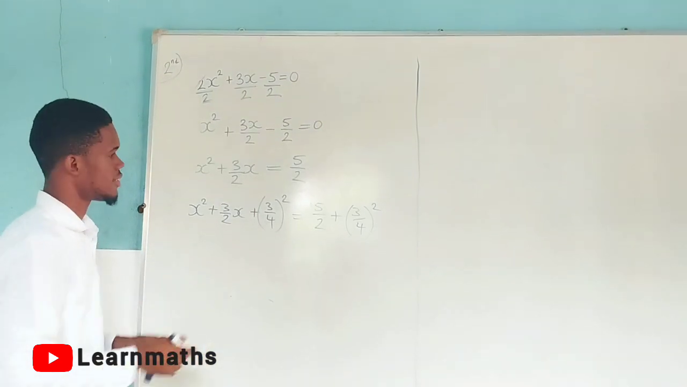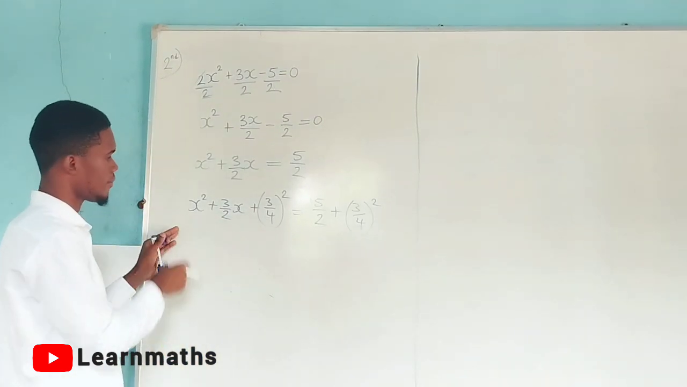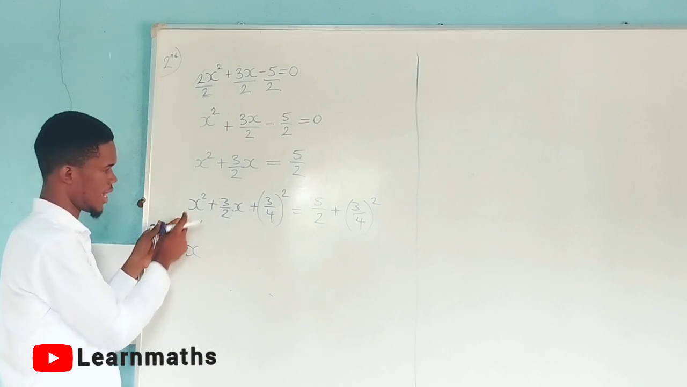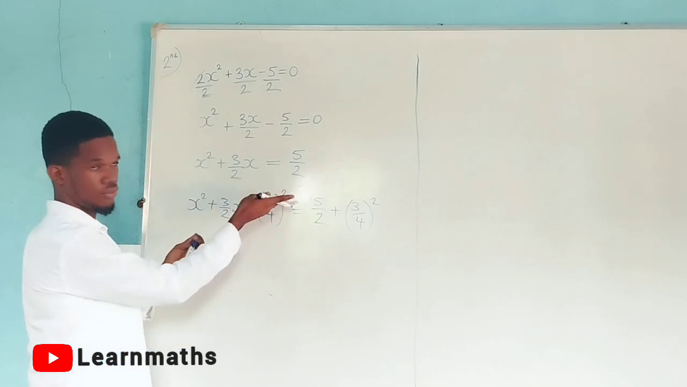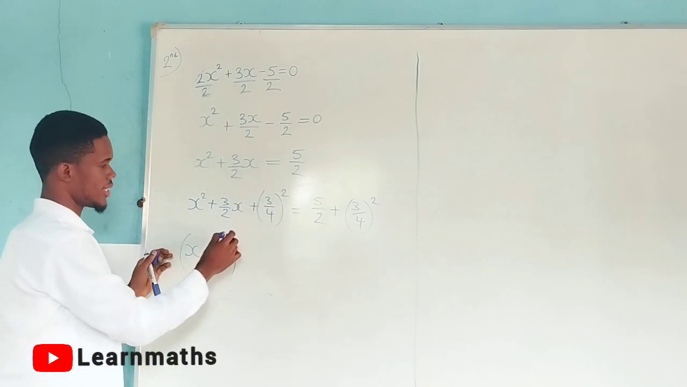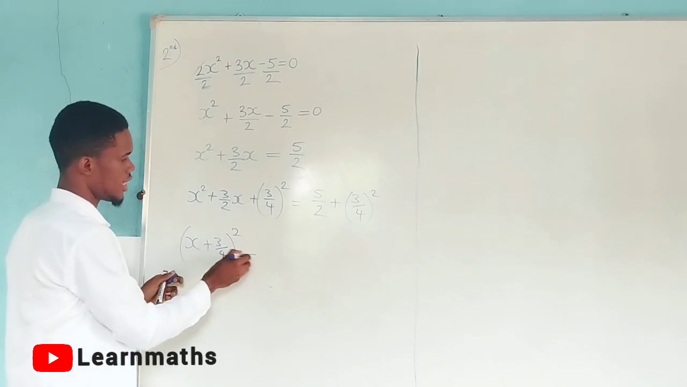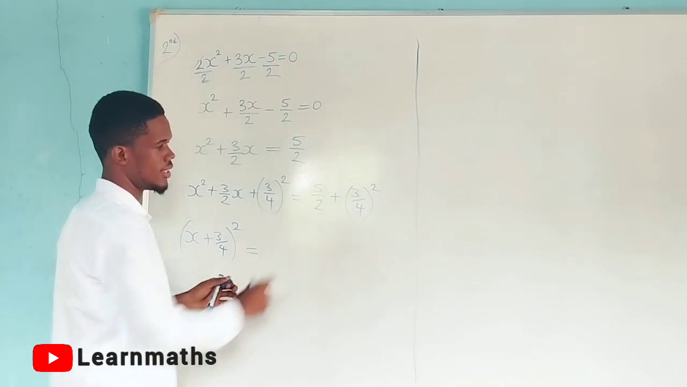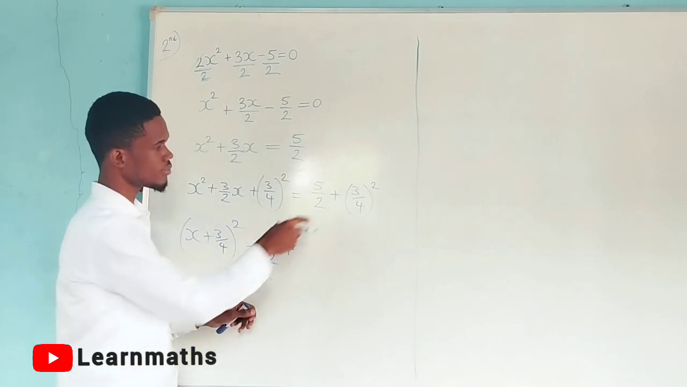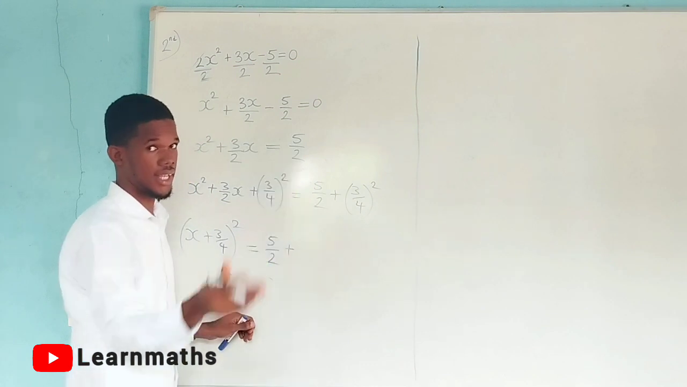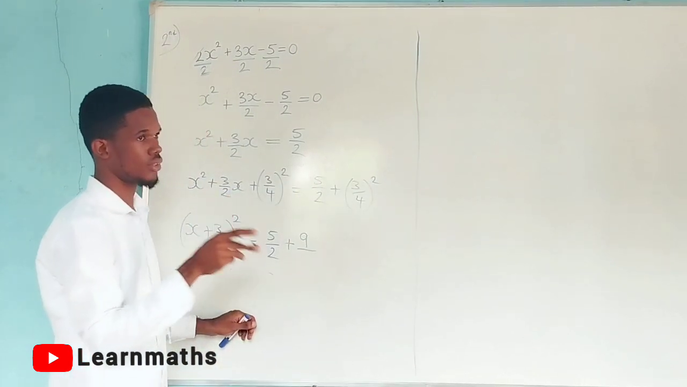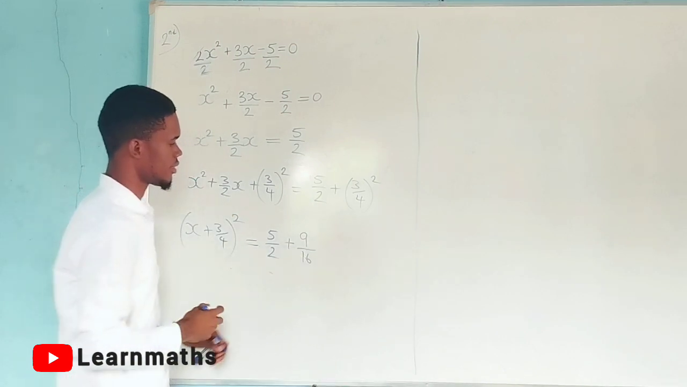So the next step is this. Factorize the left hand side. We have the x squared. You take one of the x. Then we have 3 over 4 squared. You take 3 over 4. Then you enclose in the bracket and square, equal to. Now let's simplify the right hand side. This is 5 over 2 plus 3 squared, that's 3 times 3, 9, over 4 squared, that is 4 times 4, 16.